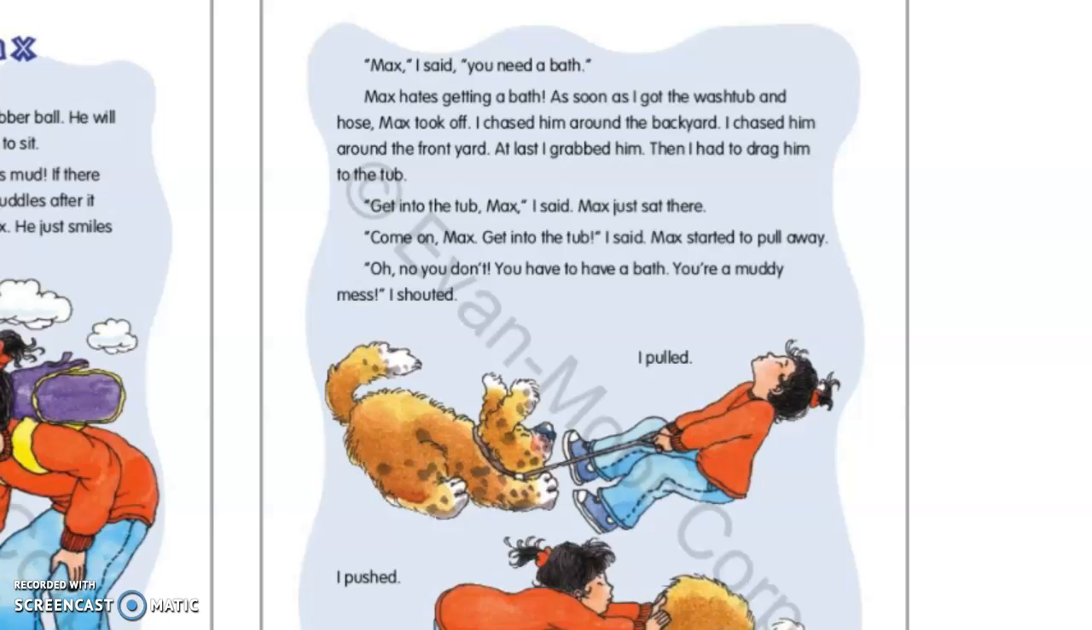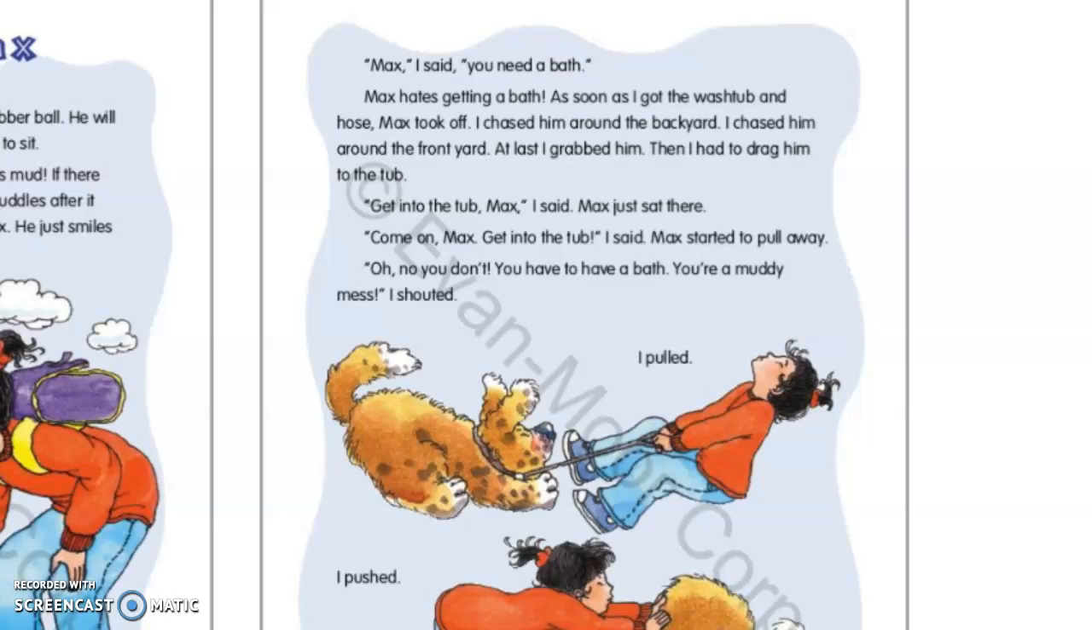So I would circle the word bath. And then in this paragraph, let's look at the different things that she had to do to take care of Max. She got the wash tub and the hose. She chased him. She grabbed him. And she dragged him. So those are some words you might want to underline, all the things that she did. You also might want to circle the word bath.